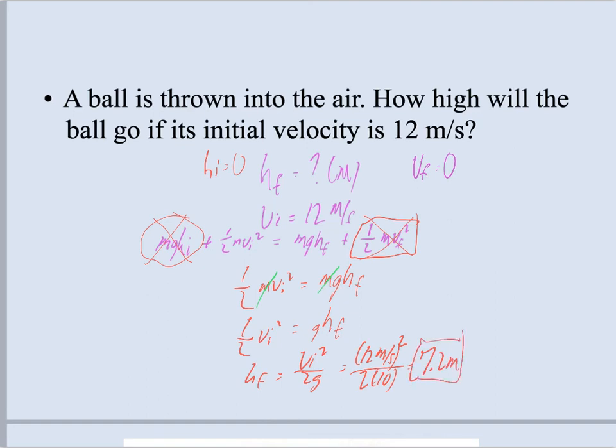Now, could this problem have been done using kinematics? Well, what do we have available to us? We have the initial velocity of 12. We have g of 10. We have a VF of 0. And we're trying to find delta y. So does that qualify us for our 3 variables? It does. And we don't have time, so we'd have to use the 4th formula.